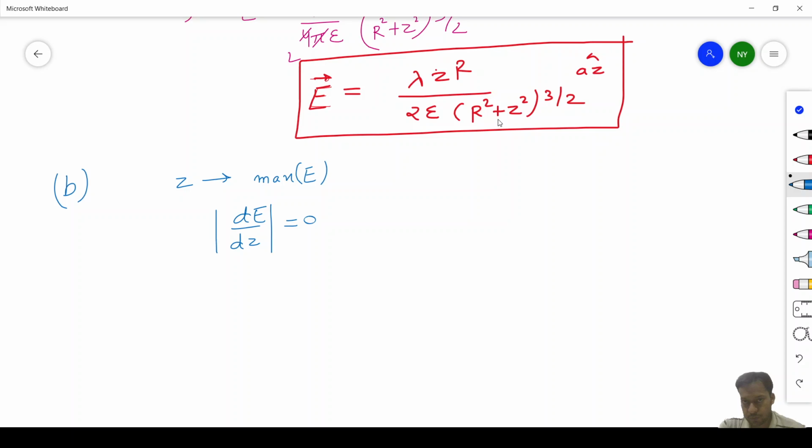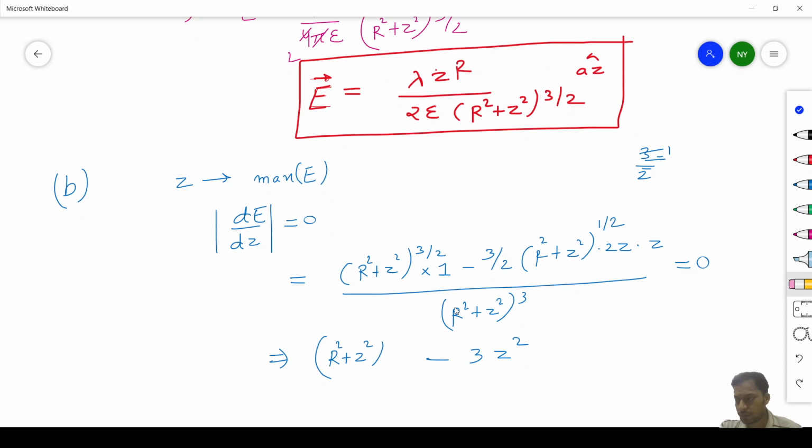So here we have a 1 by 2. So 1 by 2 gets cancelled out. Okay, so this is the equation.